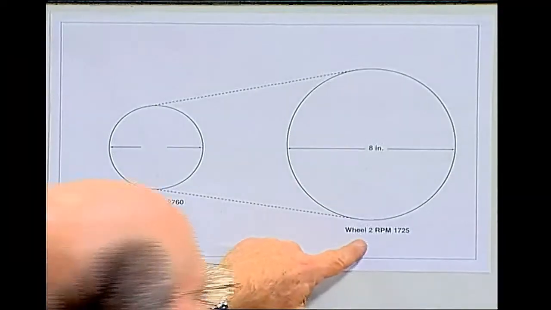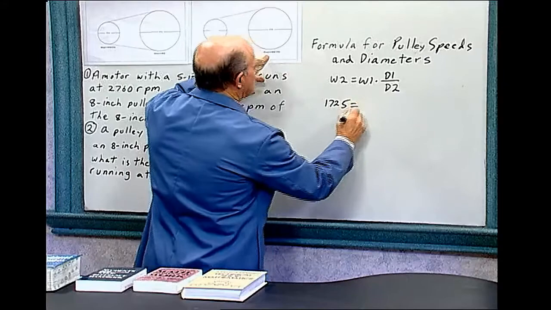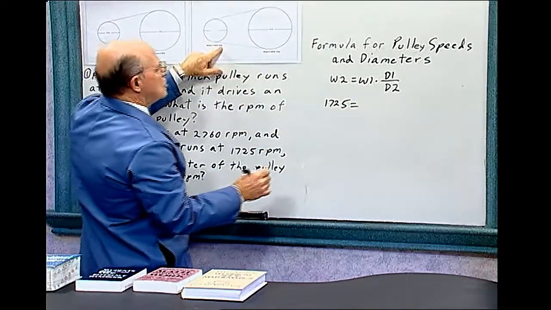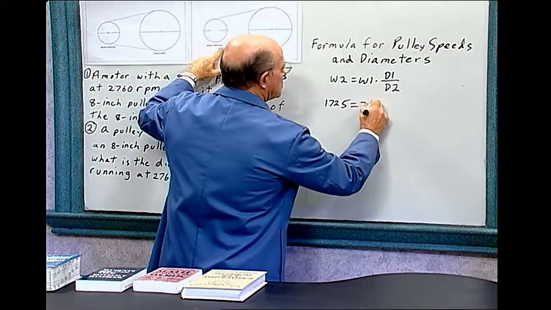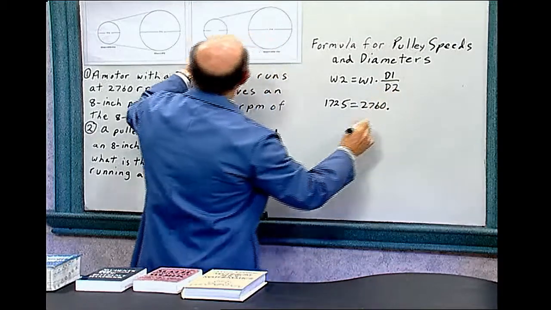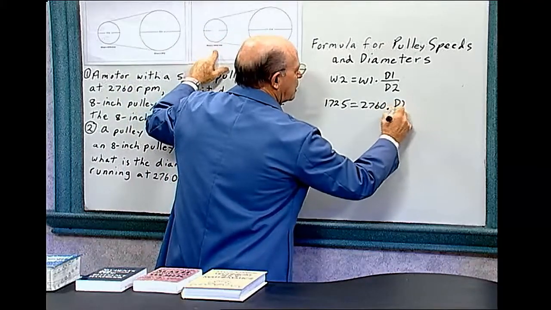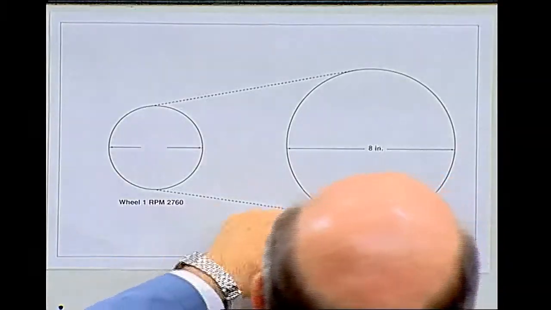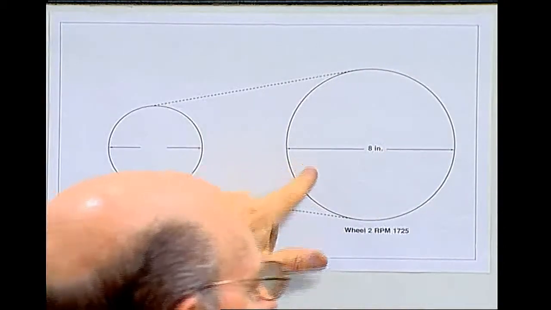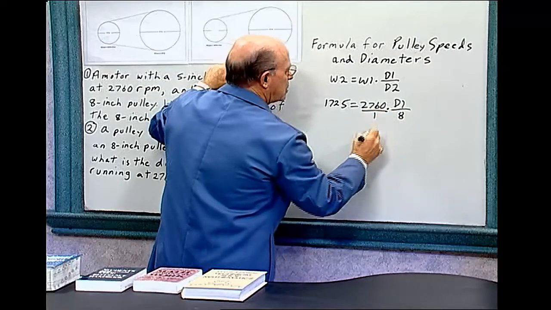All right, so let's just plug in the numbers. So W2 equals 1,725 equals W1. The RPM is 2,760 multiplied by diameter 1, and that's the unknown. That's the one we have to find. D1 divided by diameter 2, which is 8 inches over here. 8, and we'll just put a 1 under it.